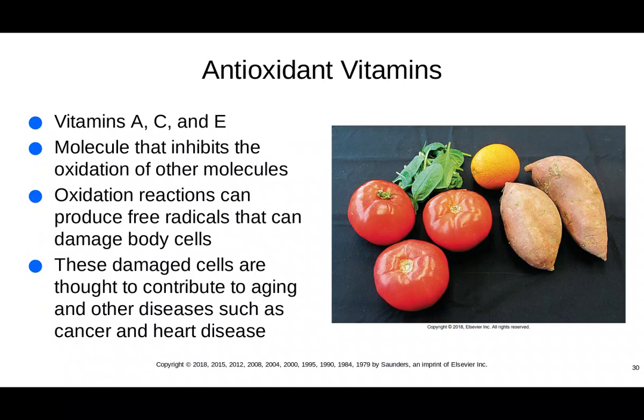Now there's another class of vitamins known as antioxidants. These are vitamins A, C, and E. So there's a molecule that inhibits the oxidation of other molecules. Oxidation reactions can produce free radicals that can damage our body cells. And then these damaged body cells are thought to contribute to aging and then other bad diseases such as cancer and heart disease. So the antioxidant vitamins actually help to protect against this chemical reaction.